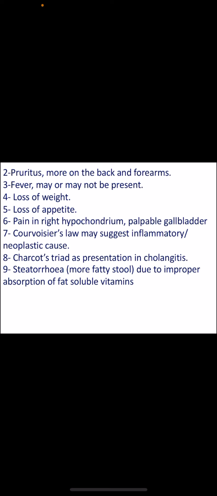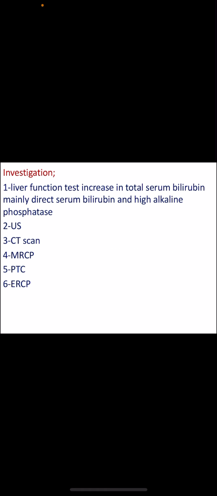Steatorrhea: with obstructive jaundice for a long time, bile will not be inside the duodenum and the intestine. That's why there will be malabsorption and disturbed absorption of the fat-soluble vitamins like vitamin D, vitamin A and vitamin K, leading to steatorrhea. As you know, steatorrhea is passage of offensive, greasy, floating feces, and the patient loses weight. We call this steatorrhea, and it is due to malabsorption.